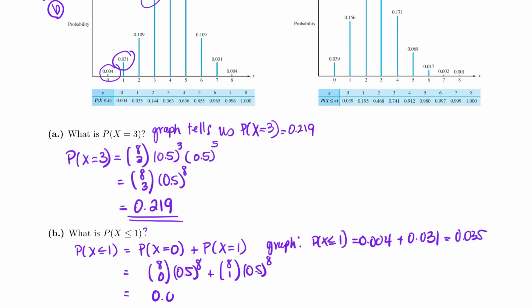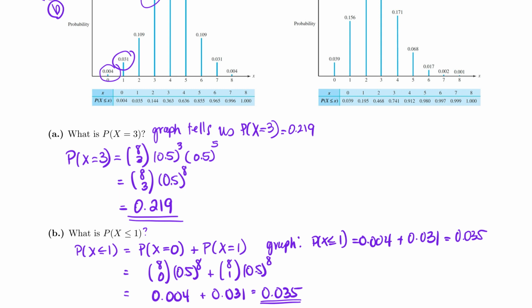We end up with exactly what was on the PMF chart above, which is 0.004 plus 0.031 for a total of 0.035. So if I were to give you a PMF chart, you could read it right off the chart. If I don't give you a PMF chart, then you can use the formula.